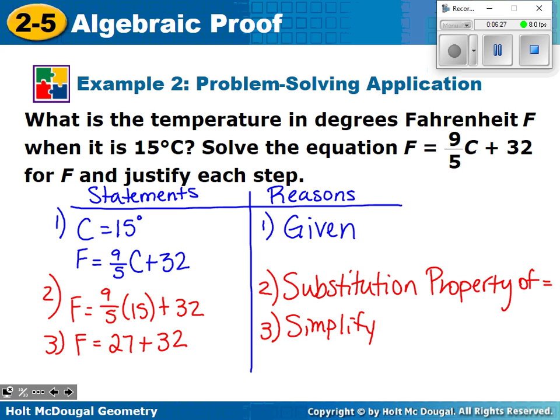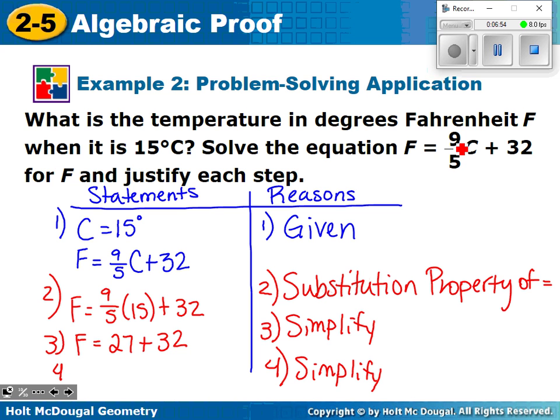Okay, what would we need to do next? Okay, we need to add. Is it the addition property? Are we doing it to both sides? No, it is not the addition property unless you are doing it to both sides of the equation. So what do we call it if we're just adding two terms on one side? Combine like terms or simplify, either one. So we're going to simplify again.